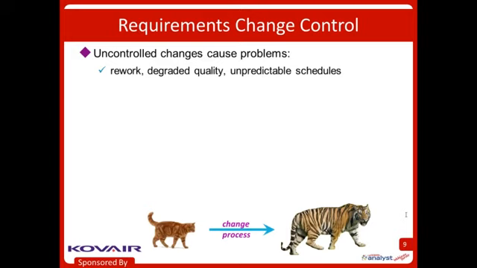Why is it in software? Maybe you can help me understand this. We never have time to do things right, and yet we always seem to have time to do them over. I've never understood that. So uncontrolled change can cause a lot of chaos on a project.